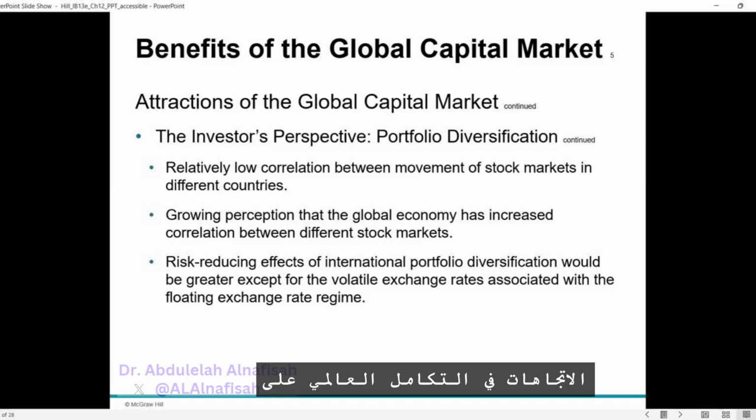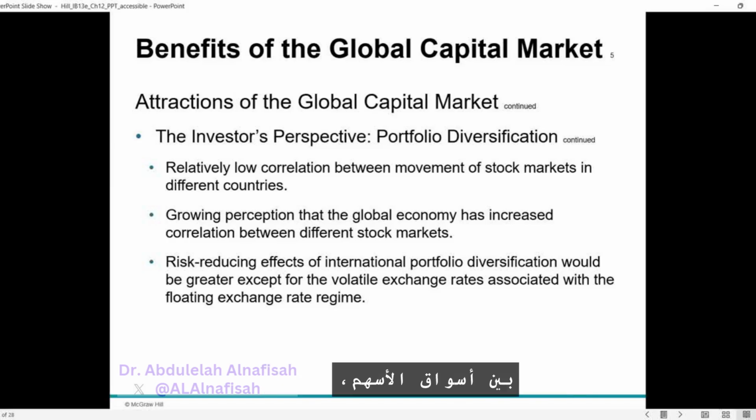Trends in global integration. Despite the benefits of international diversification, increasing global economic integration has led to greater correlation among stock markets, especially during major crises like the 2008 financial downturn. However, research suggests this convergence is gradual and varies across countries.